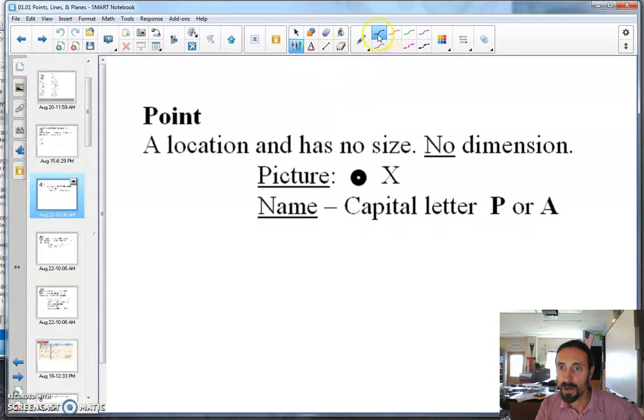Let's switch over here, grab a pen. You guys like red pen, I'm sure. When we name a point, we always use a capital letter. So for example, this could be point X. A point could be referred to as point P or A or any other letter as well.